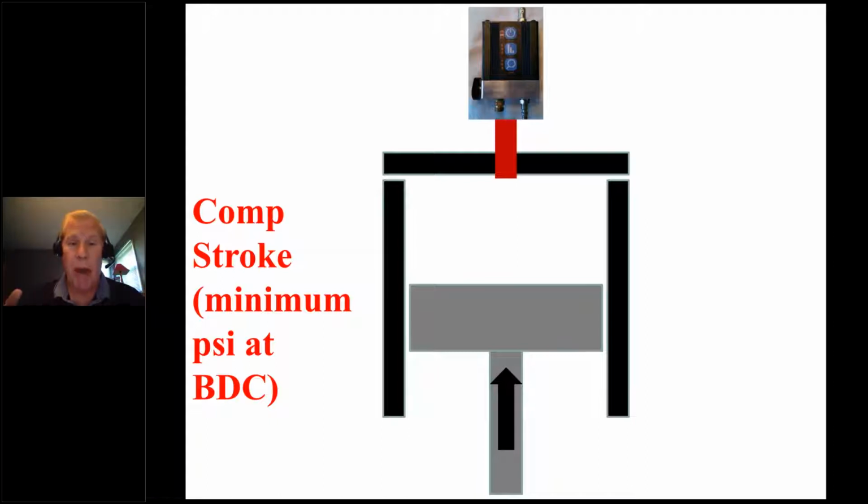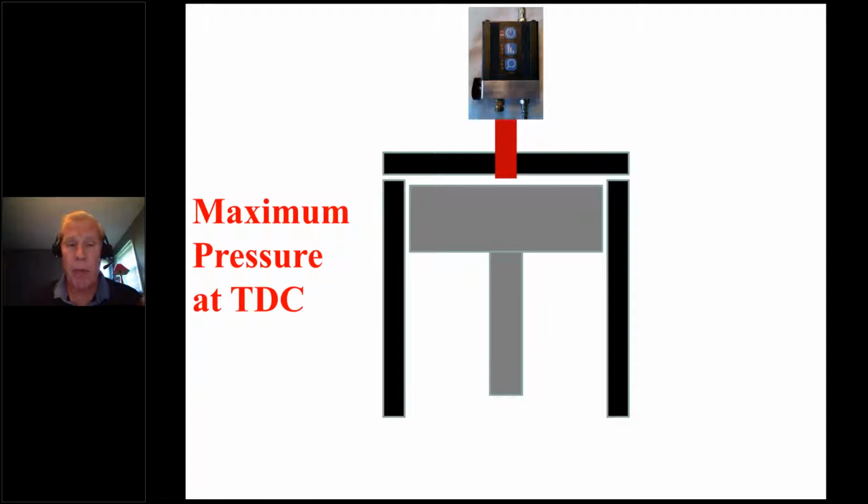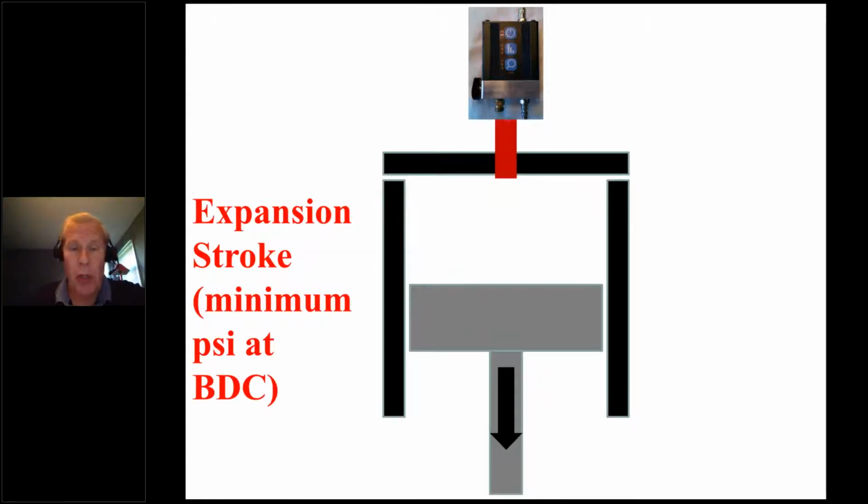So right now I'm at bottom dead center of my compression stroke, and I would have minimum pressure in the cylinder. As the crankshaft rotates, of course, the piston will ascend towards top dead center. And this will give me maximum pressure in the cylinder. And of course, as the crank continues to rotate, the piston will be dragged down back to bottom dead center. And we call this the expansion stroke. And this is because the volume of air above the piston is expanding and the pressure is rapidly decreasing.